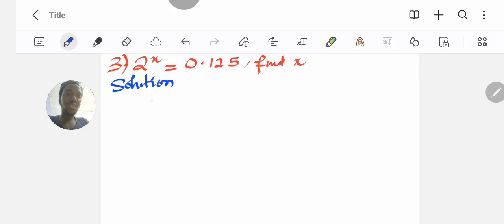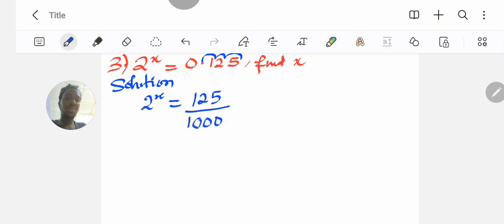Okay, number 3 question. On the left hand side, we have 2 raised to the power of x. Now 0.125 is in decimal, so we want to change it into a fraction. That means we take the decimal digits 1, 2, 5, and that's going to be 125 over 1 followed by 3 zeros, 1000. Let's divide: 125 goes into 1000 perfectly and gives you 8. You can use your calculator to confirm that. So we have 1 over 8.